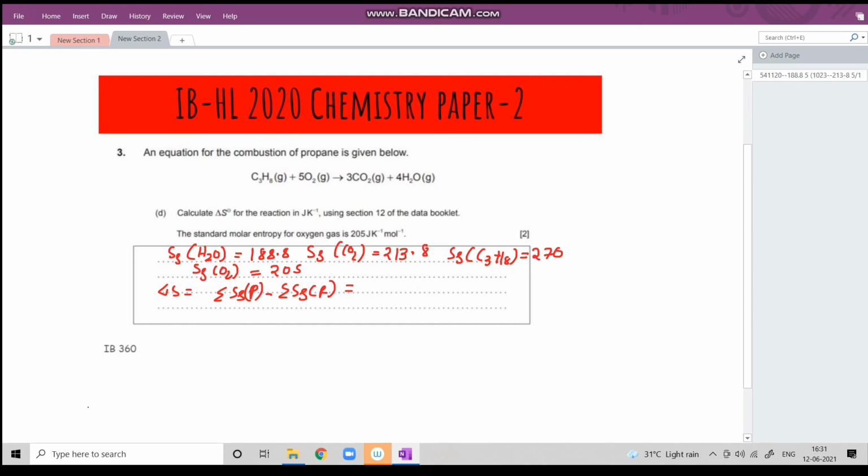So it's 4 times 188.8 plus 3 times 213.8 minus 1 times 270 minus 5 times 205. Upon calculation we get that this delta S comes out to be 102 joule per Kelvin. All the units here are in joule per Kelvin.